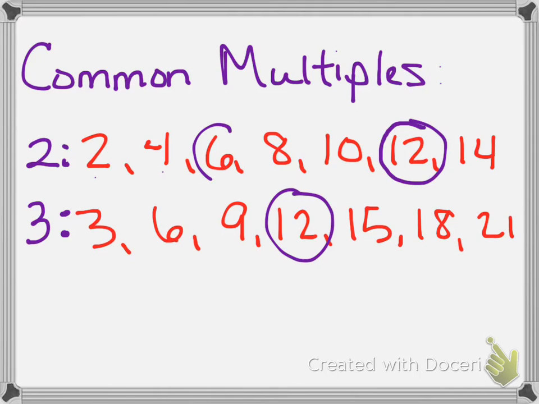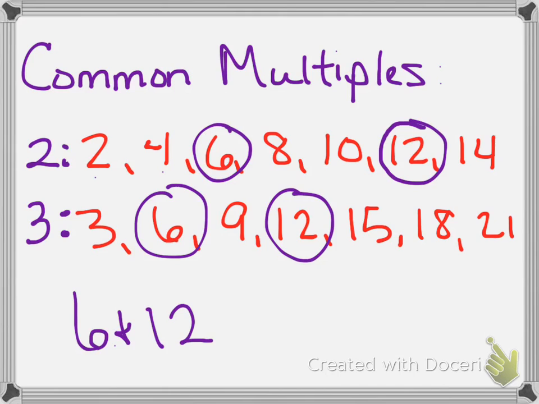Going back up, do you see a 2? Do you see a 4? Oh, I see 6. And go on from there. So if I were to list the first 2, it would be 6 and 12. And those would be the common multiples for 2 and 3.